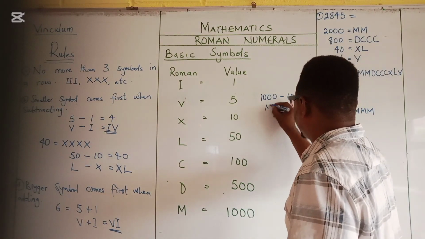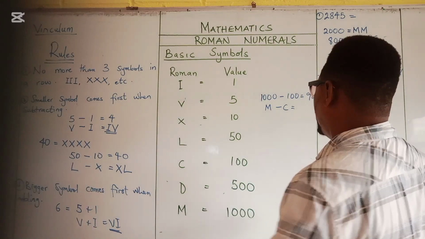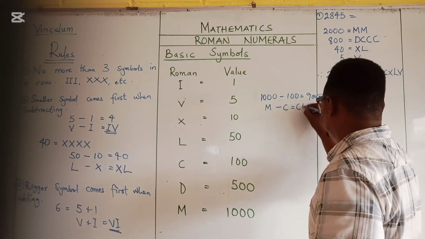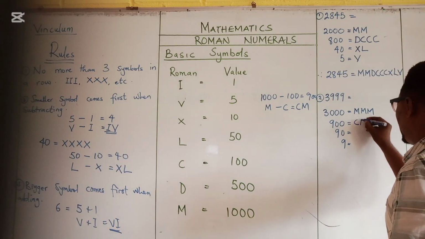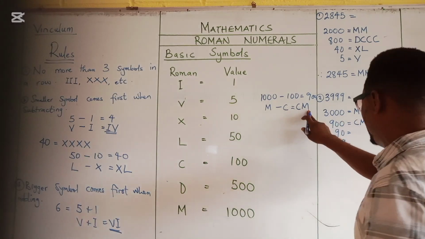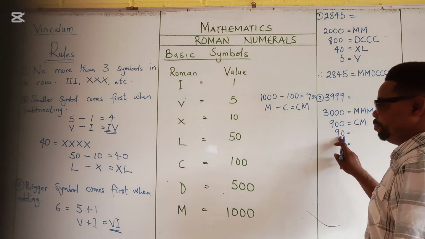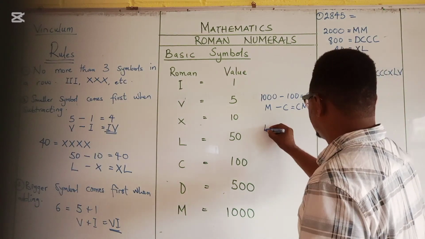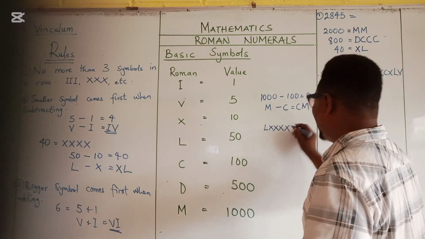Now, this one is M minus C. And that will give us, if you remember that law very well, say the smaller one comes first when we are subtracting. So we have C, M. I wanted to say C, M, not M, C. C, M.